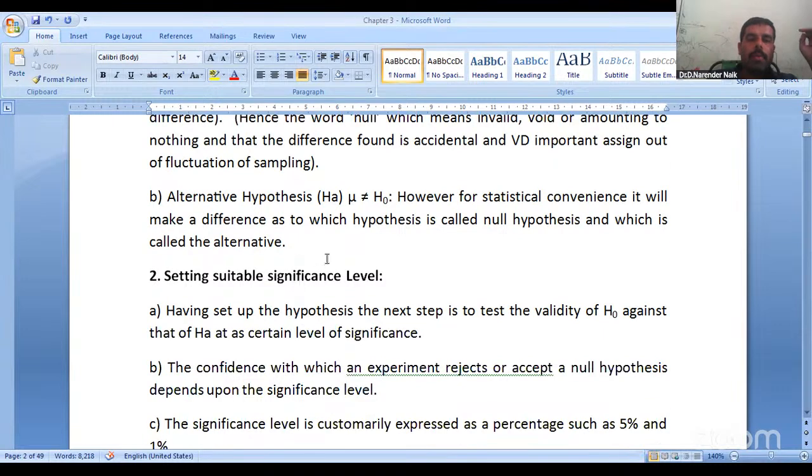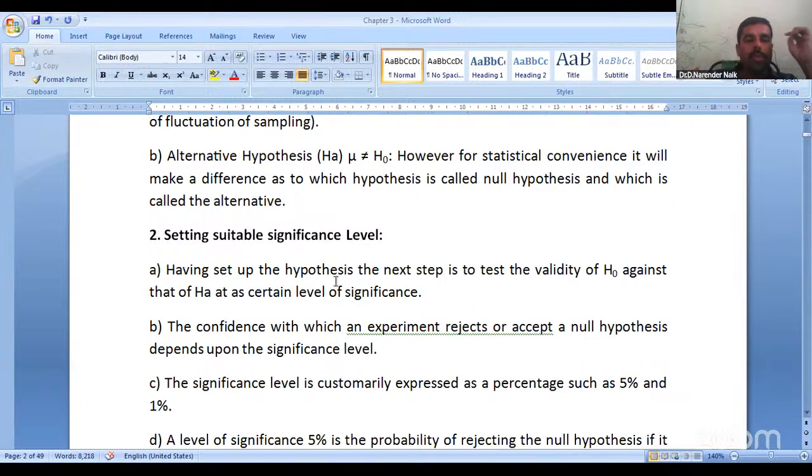Then alternate hypothesis H A, mu is not equal to mu naught. However, for statistical convenience, it will make a difference as to which hypothesis is called the null hypothesis and which is called the alternative. Then setting a suitable significance level. Having set up a hypothesis, the next step is to test the validity of H naught against that of H A at a certain level of significance.